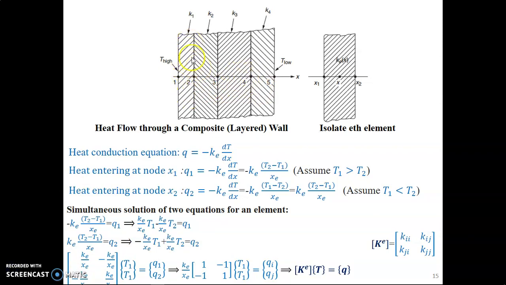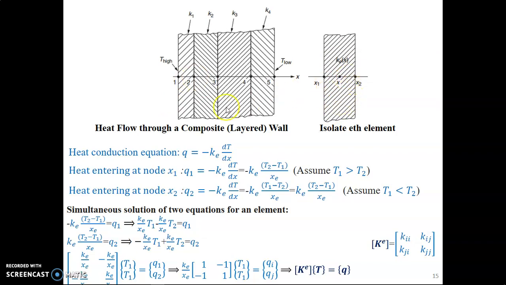So we will be identifying each subwall as an individual element, and we will be naming the nodes as 1, 2, 3, 4 and 5. Now we will be isolating the first element. Okay, let's say K1, K2, K3 and K4 are the heat conduction coefficients, or the thermal heat conductivity, through these individual walls. So K1 will be the thermal conductivity for the isolated eth element, or simply we can take the first element as an isolated element.